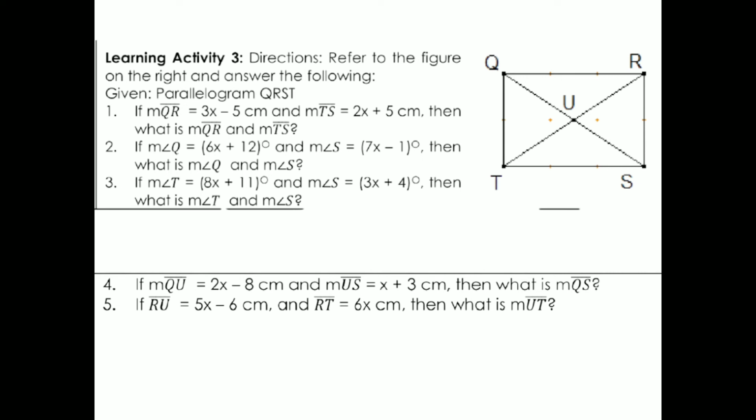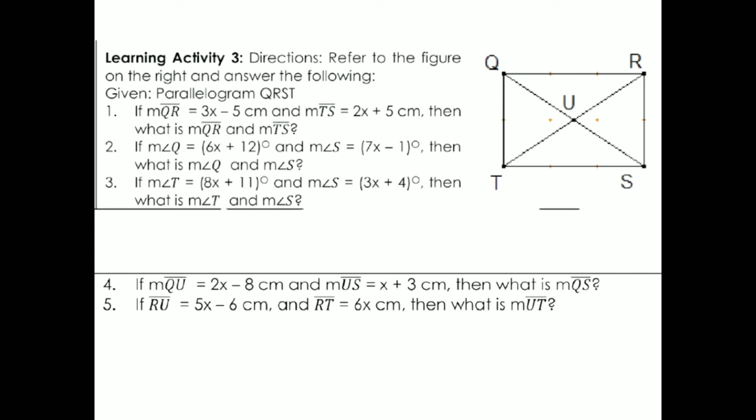So try natin ha. Just imagine 3x minus 5, substitute natin yung value ng 10. So magiging 3 times 10 is 30 minus 5 is equal to 25. And then doon naman sa side na kabila, sa TS, substitute natin yung 10. So magiging 2 times 10 is 20 plus 5, 25. So same answer. Kasi nga sila ay pareho ng length. That is the answer, 25 cm.